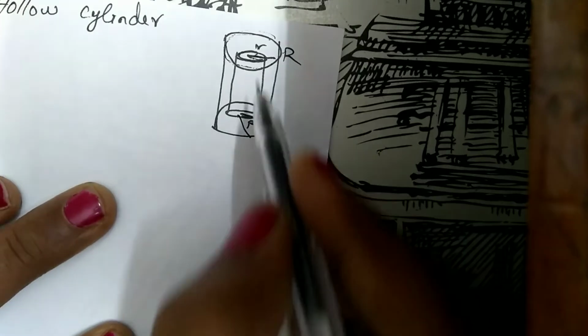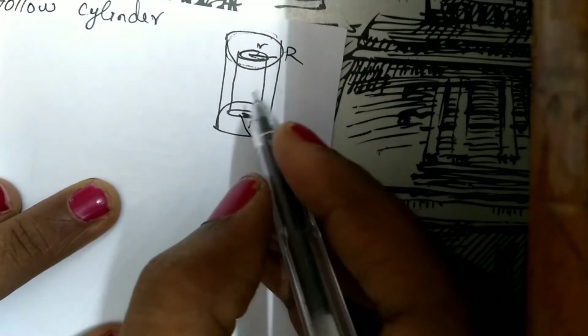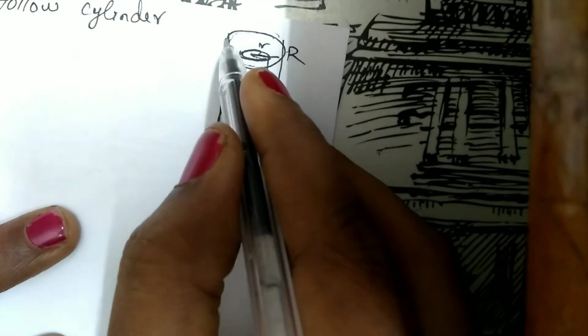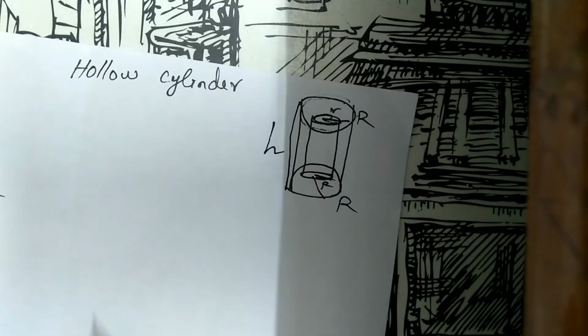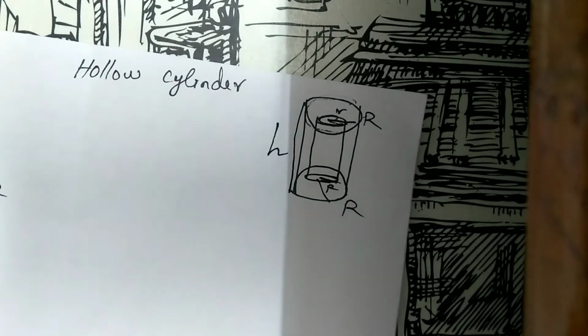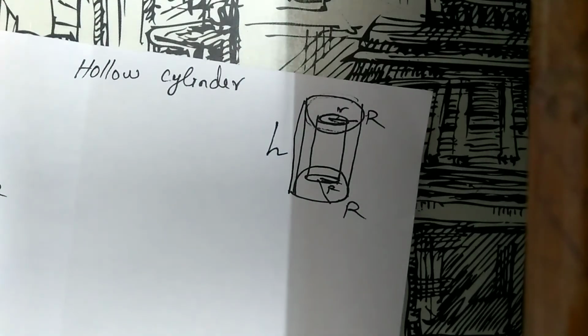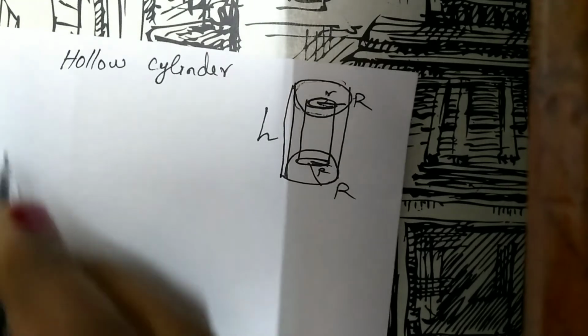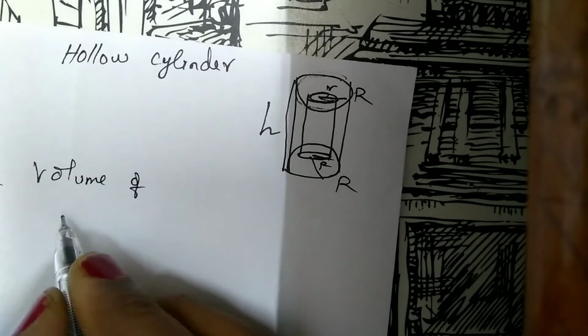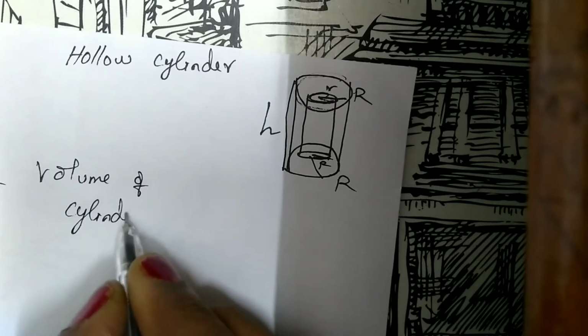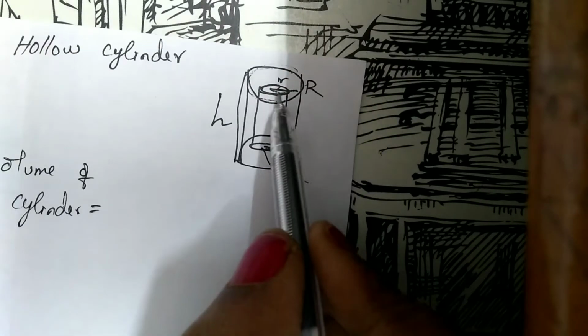And same way we can take h as the height of the hollow cylinder, meaning when we consider the full height of the cylinder. Now, for finding the volume and surface area of the cylinder, we don't have a derivation for how to get it. So we just learn the formula for the volume of the cylinder.